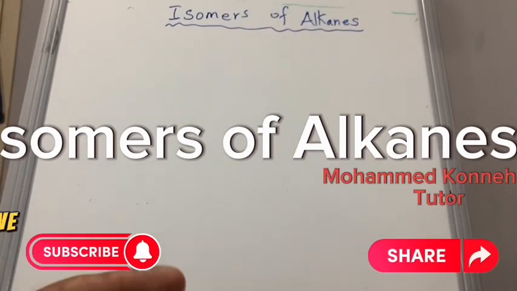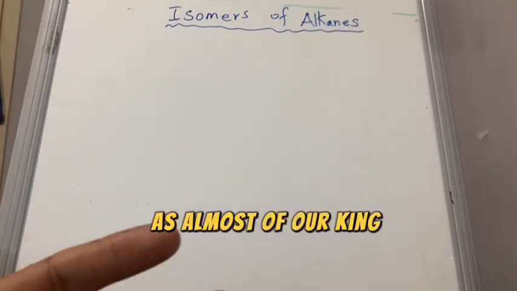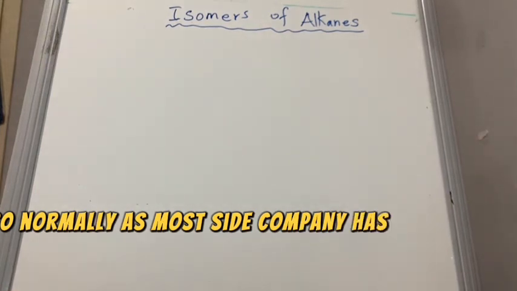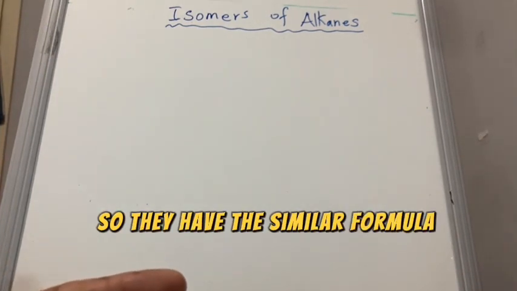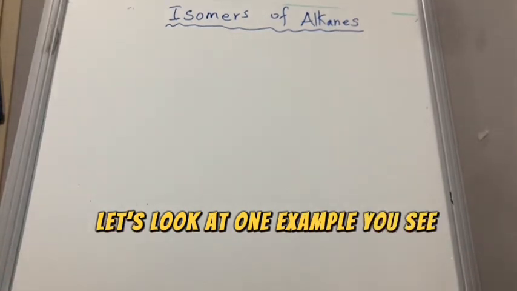In this video, we're going to focus on alkanes, to be specific, isomers of alkanes. Normally, isomers are compounds that have the same molecular formula but different chemical structures. So they have the same molecular formula but different structure. Let's look at one example and see.